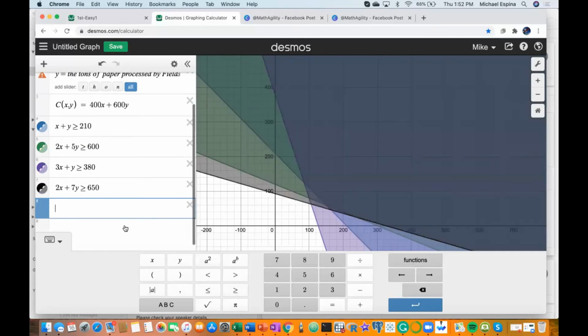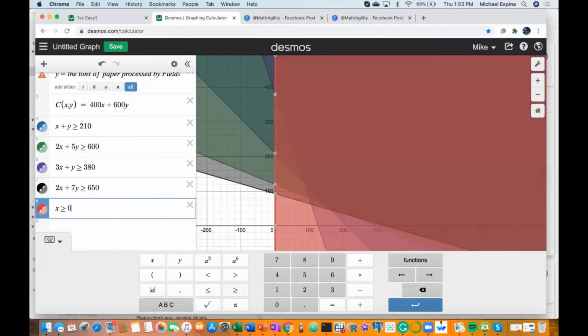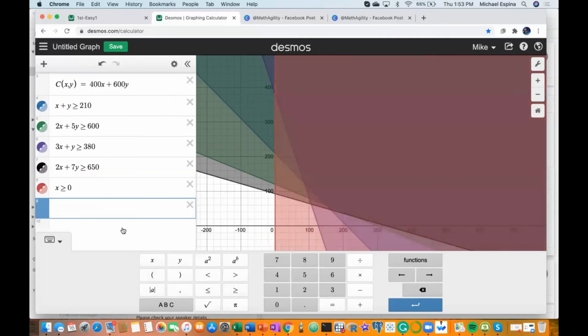Fourth, we can add the natural constraints: x greater than or equal to 0, and the second natural constraint, y greater than or equal to 0. The upper right portion of the graph is our area of interest. Now, to make the vertices of the polygon appear in Desmos, we can just double-click each of the vertices in the region we are interested in.